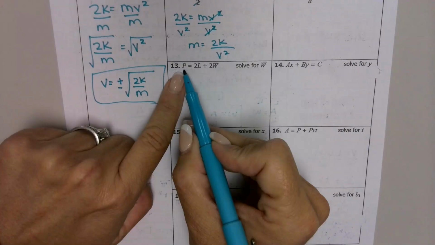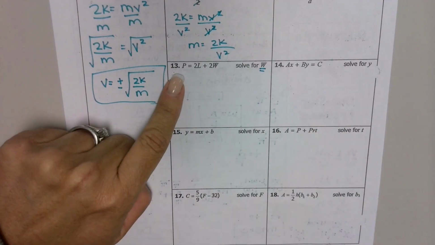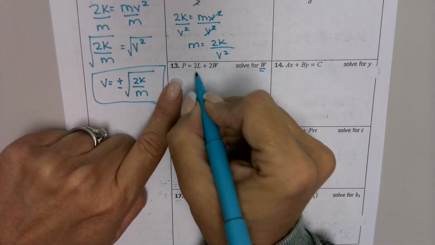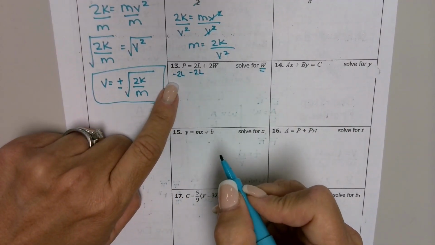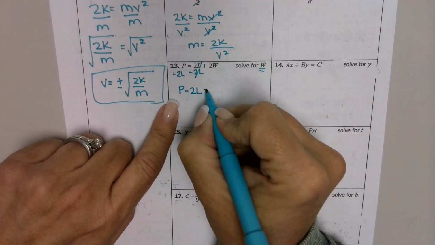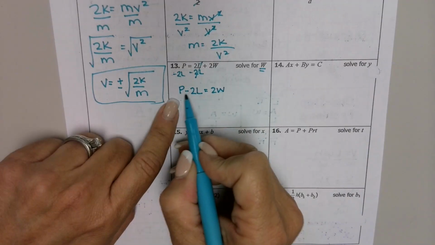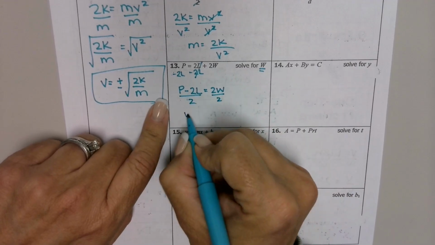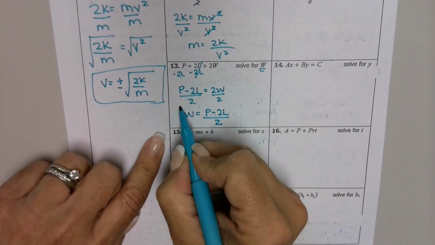So number 13 is perimeter, 2 length plus 2 width. And if I'm solving for w, I'm going to do reverse operations. So let's just say this is a number. I know there's a variable in there, but let's just say this is a number. So I need to get rid of that one first. So I'm going to subtract 2l from both sides. So this side goes away, and I end up with p minus 2l equals 2w. Now, when I do this, these are not like terms, so I have to keep them separated. And now I divide both sides by 2. So I get w equals p minus 2l over 2. And this is my answer.